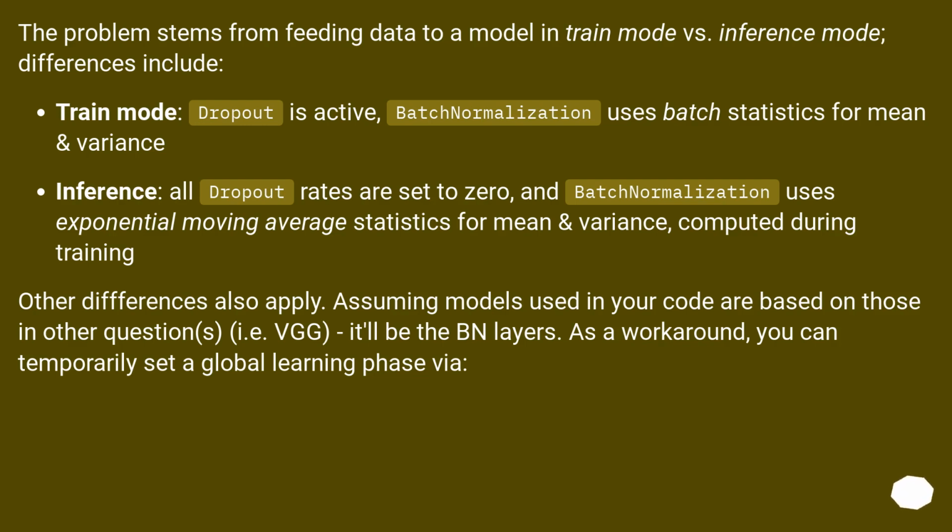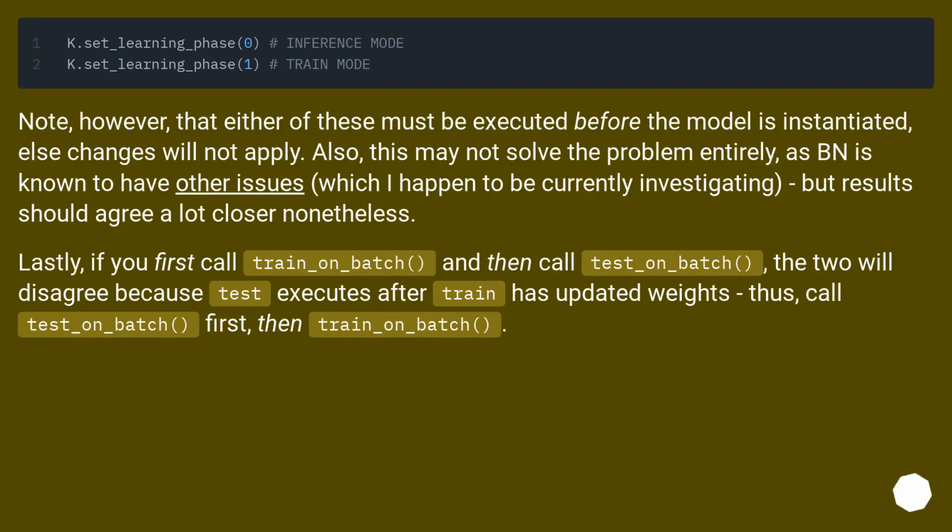Assuming the models used in your code are based on those in other questions, i.e. VGG, it'll be the BN layers. As a workaround, you can temporarily set a global learning phase via. Note, however, that either of these must be executed before the model is instantiated, else changes will not apply.